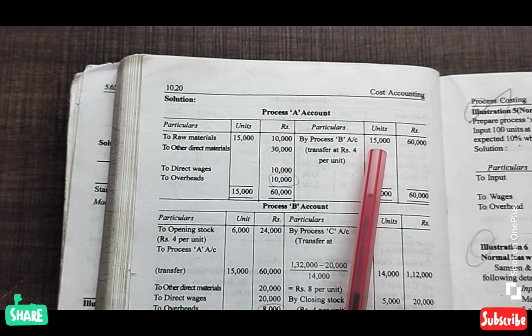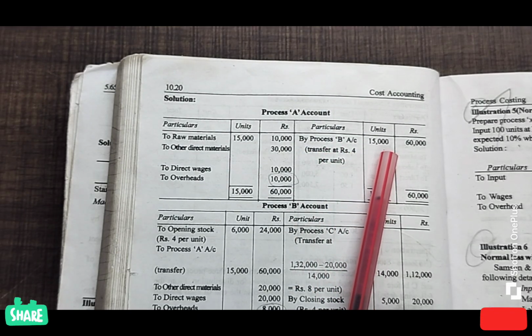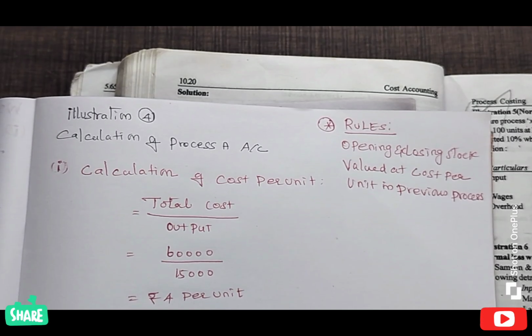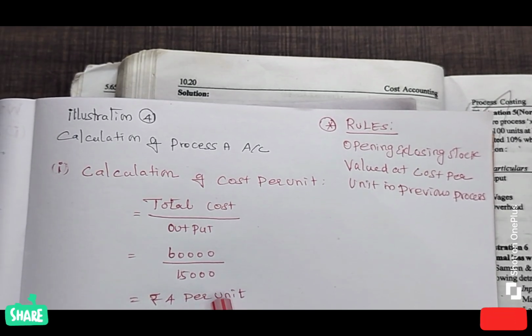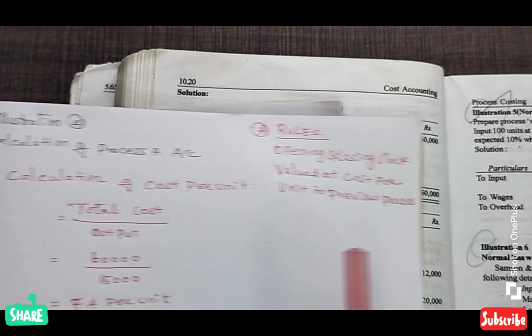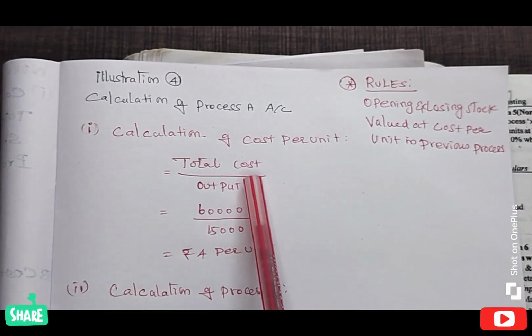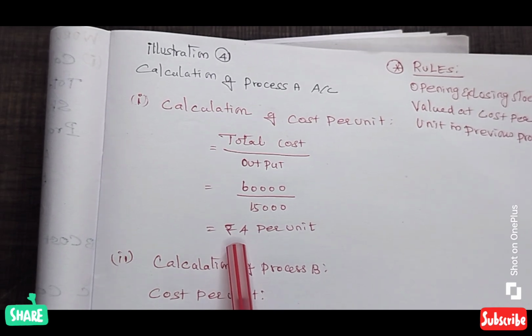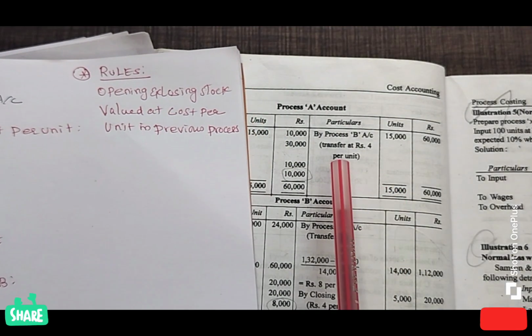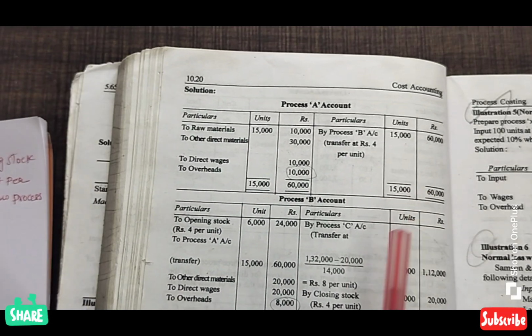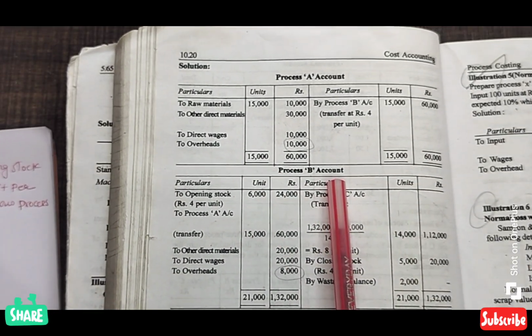Within the bracket, now we are going to calculate the cost per unit. How can you calculate the cost per unit? You know very well, we learned in previous classes, we have a formula to find out the cost per unit. That means the total cost divided by output. Total cost is 60,000 rupees and output is 15,000 units. After dividing you will get 4 rupees per unit. The cost per unit is 4 rupees at the end of process A. So process A is completed.